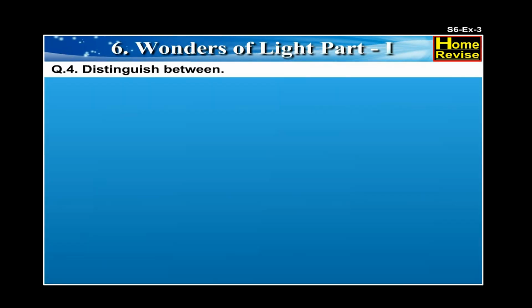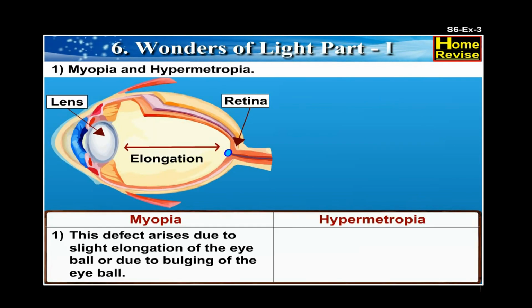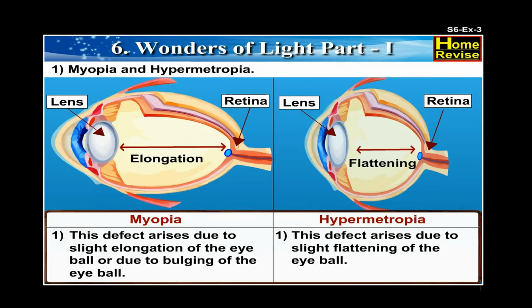Question 4. Distinguish between first, myopia and hypermetropia. Answer. 1. Myopia defect arises due to slight elongation of the eyeball or due to the bulging of the eyeball, while hypermetropia defect arises due to slight flattening of the eyeball.